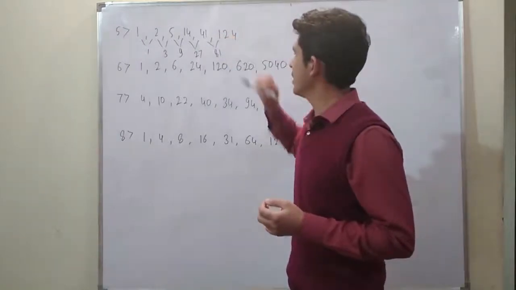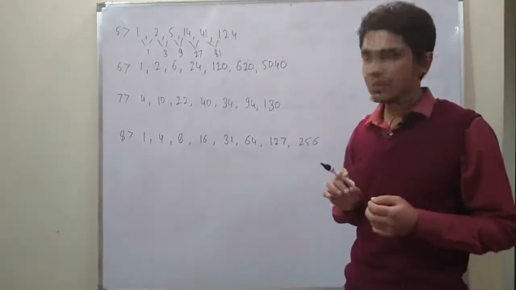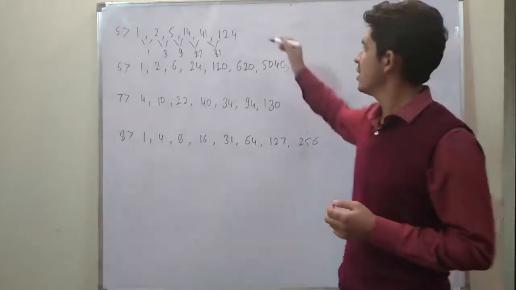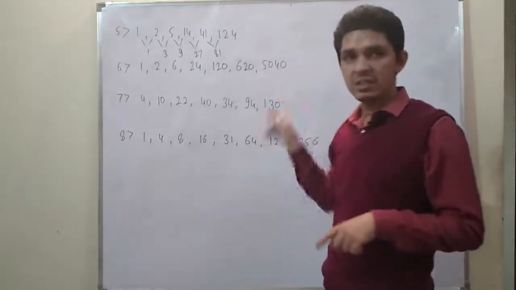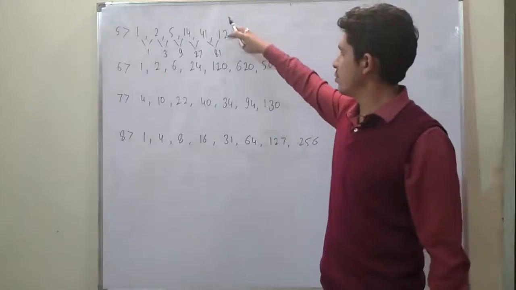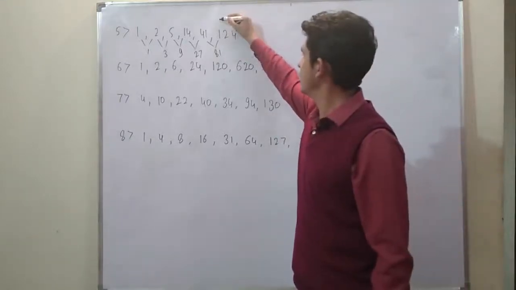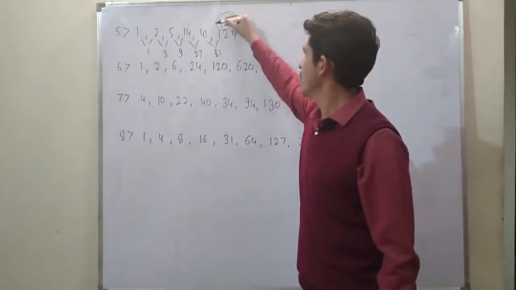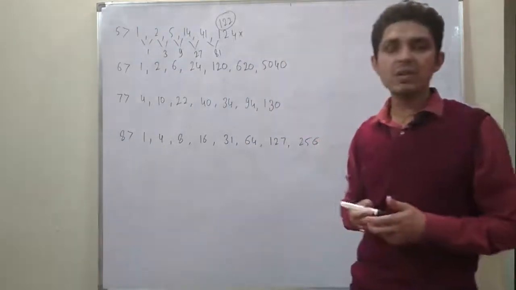And if we look at the difference, is it 81? No, this is not 81. This is the difference of 83. So to make the difference of 81, the number should be 122. So here the wrong number is 124.